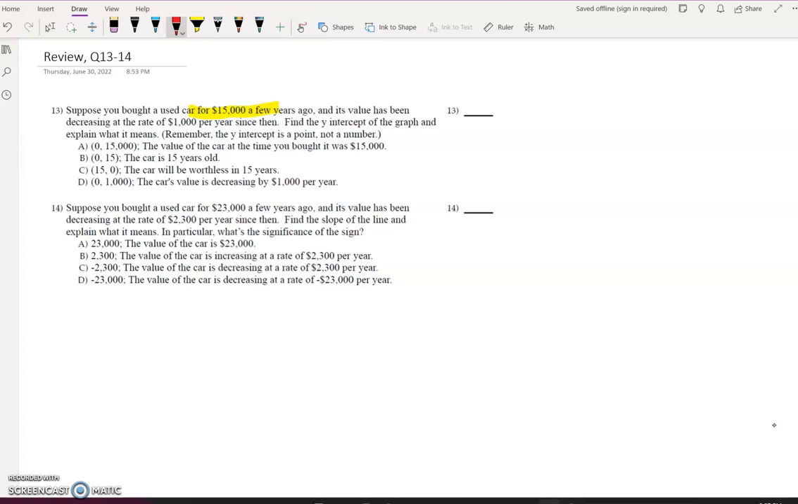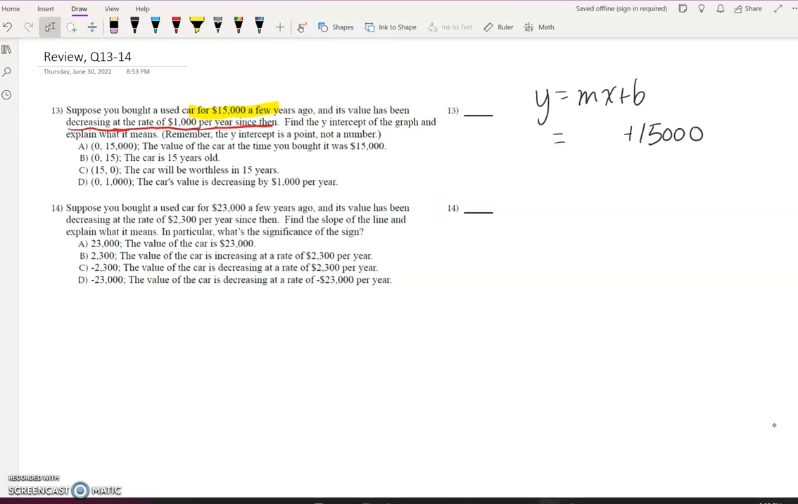And then we see this key phrase, it has been decreasing at a rate of $1,000 per year since then. So there it is. There's that $1,000, that rate of $1,000. So my equation of a line has a slope and a y-intercept. The y-intercept, or that b value, is how much I have when no time has passed or when nothing has occurred. And how much was the car? The car's $15,000. So that's b.